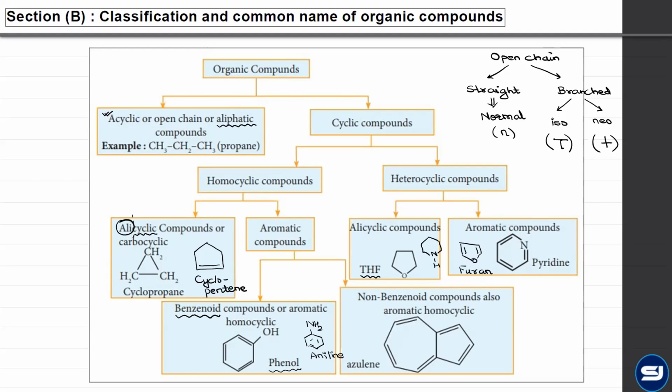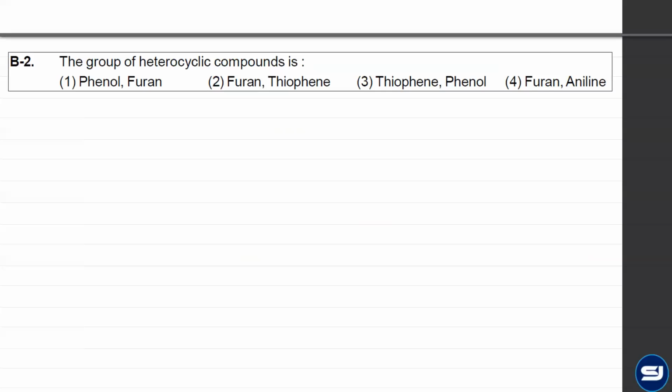Yes, sir. So let's see the MCQs. The group of heterocyclic compounds is... What is phenol? Homo or hetero? Homo, because the ring consists only of carbon atoms. So obviously phenol will be classified as homoaromatic. Okay, so this option is ruled out.